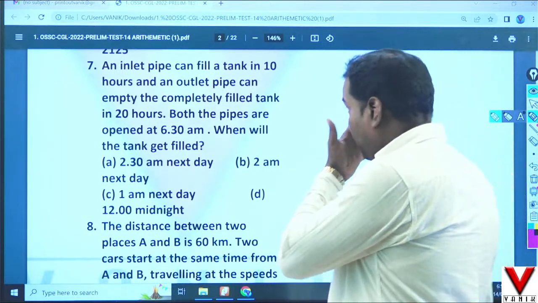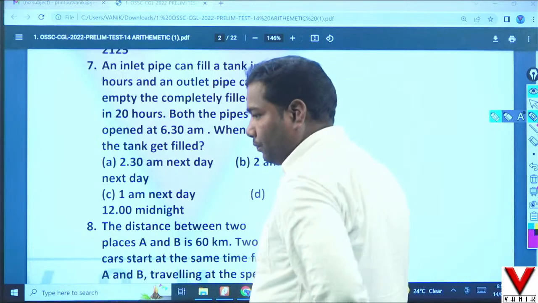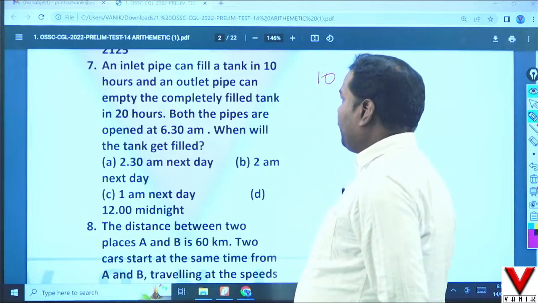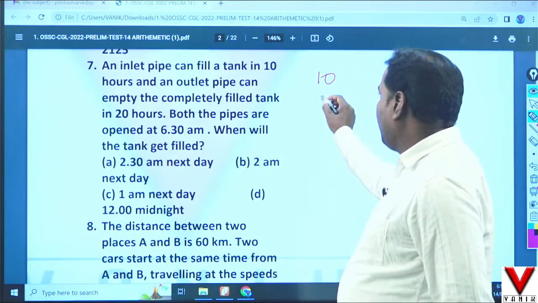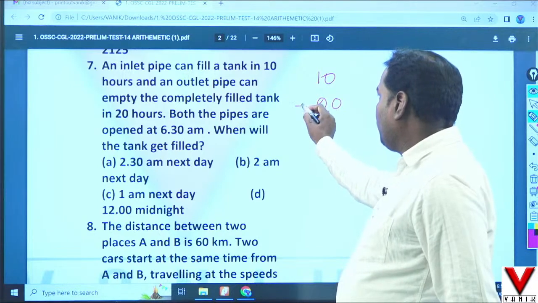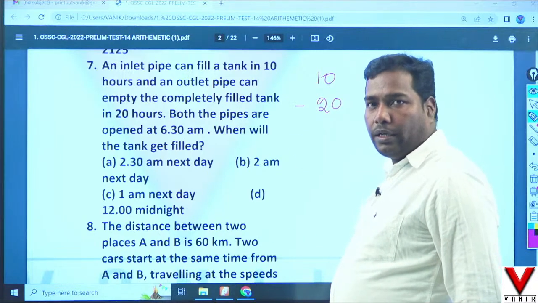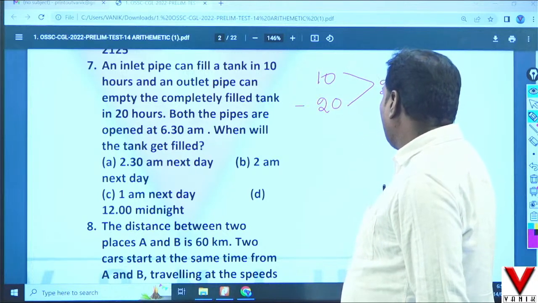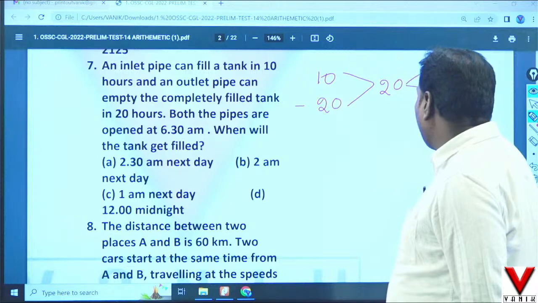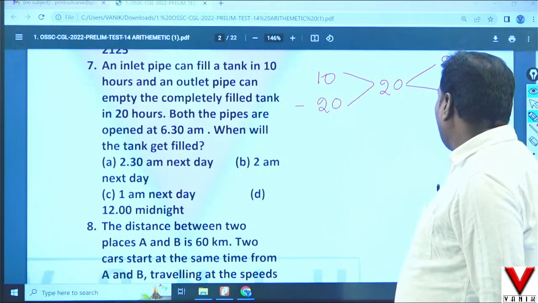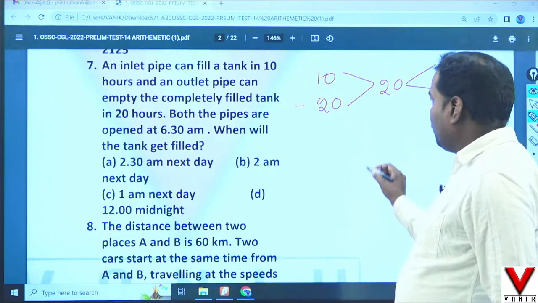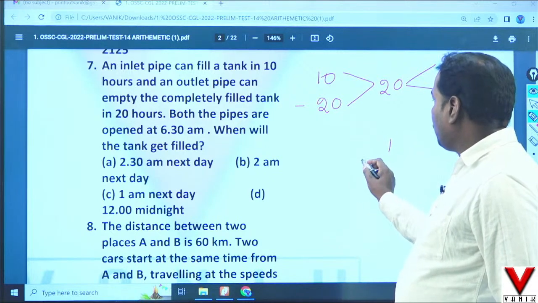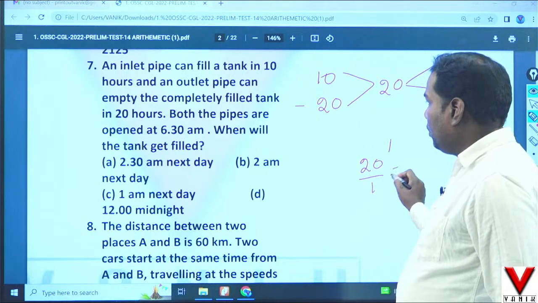An inlet pipe can fill a tank in 10 hours and an outlet pipe can empty the completely filled tank in 20 hours. The outlet will be minus and the inlet will be plus. So we take the LCM of 10 and 20, which is 20. It fills 2 units and it empties 1 unit. That means both are open at a time, so the net efficiency is 1. It takes 20 by 1, that is 20 hours.